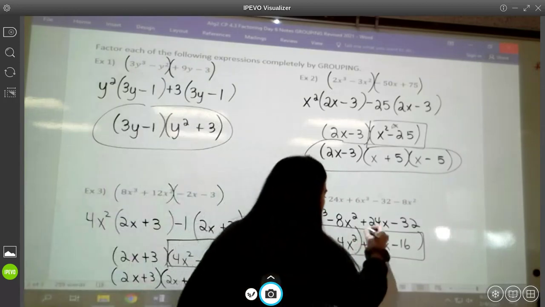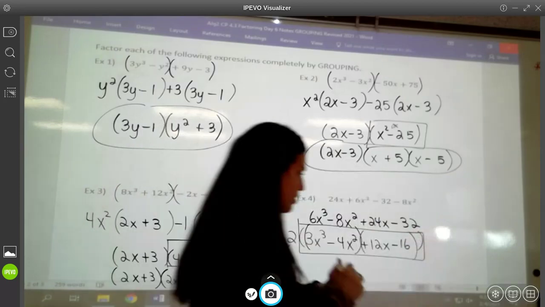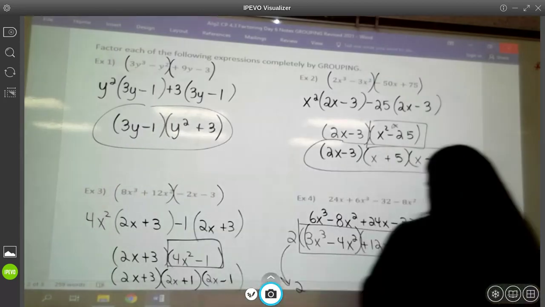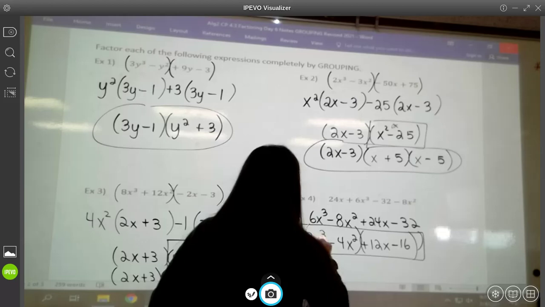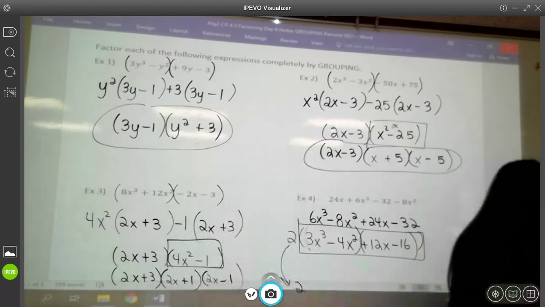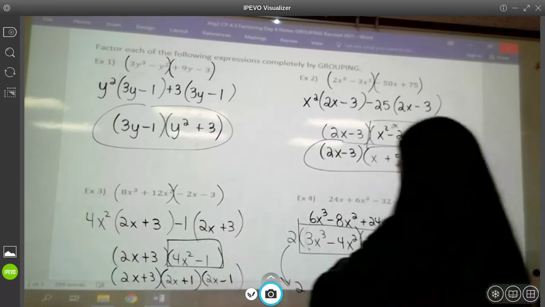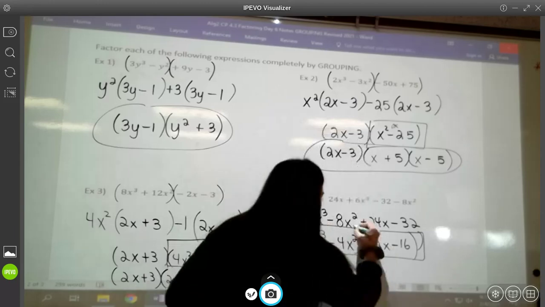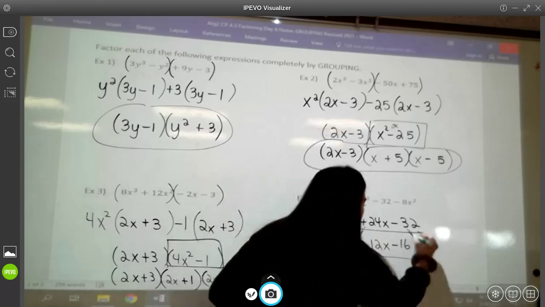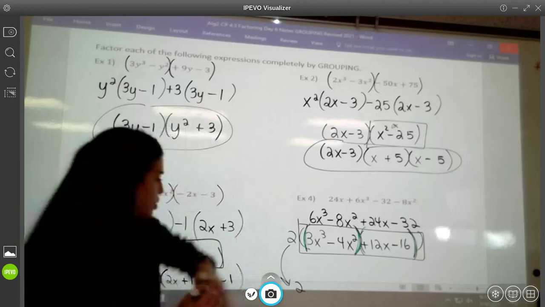I wish I had a different color for this, but I don't think I do. What do we have, red? With green too. That's easier. Ooh, green. Thanks. So we're going to group the first 2, and we're going to group the second 2.